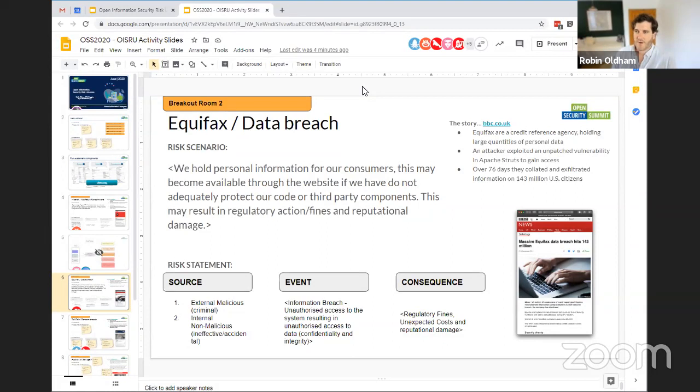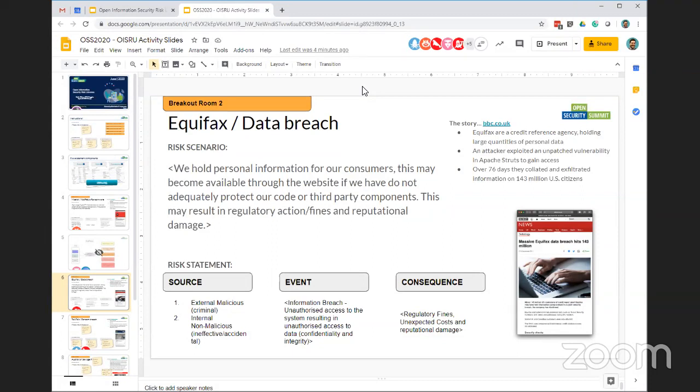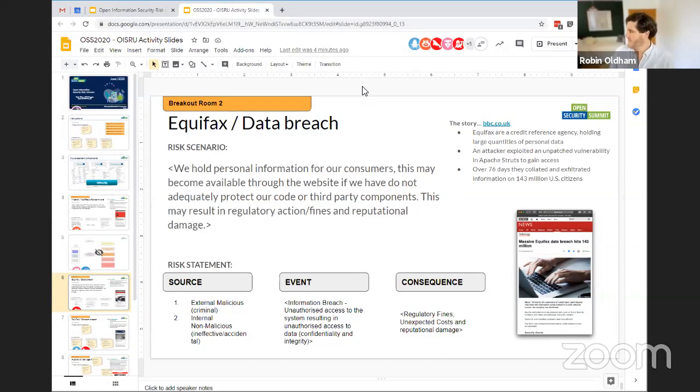Do we have anyone from breakout room 2 left, or have they all given up and gone? Yeah, I think you've probably got a few of us. I'm here. Trying to work out how to unmute. Are you going to take this one, Simon?